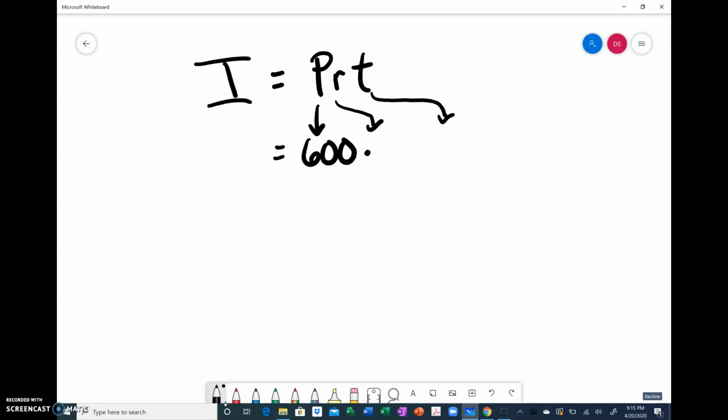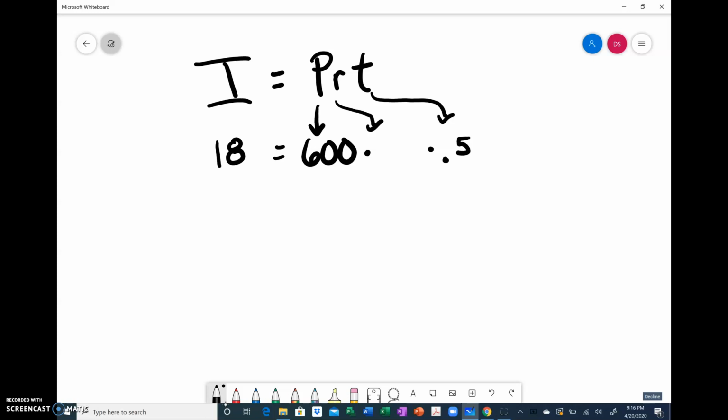Our time is going to be half of a year, so 0.5. That's not the rate, that's the time. After 6 months, the balance is $618. Now you've given this money to a bank for a certificate of deposit, and when you get it back out after 6 months, you've earned $18. So $18 is the interest, the money that the bank paid you to borrow your money.